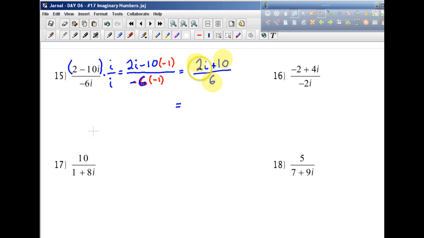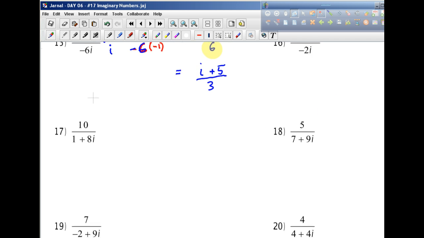Okay. So 2 goes into here, we'll have just i. 2 goes into here, we'll have just 5. 2 goes into the bottom 3 times. Good.